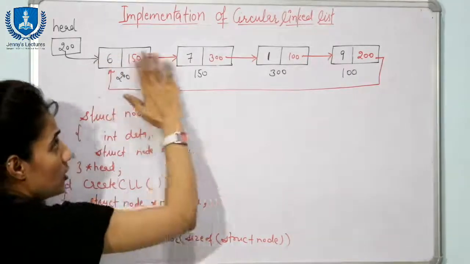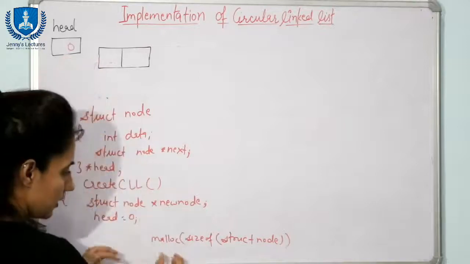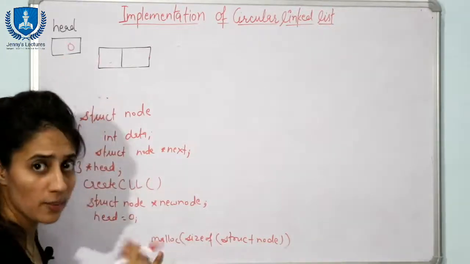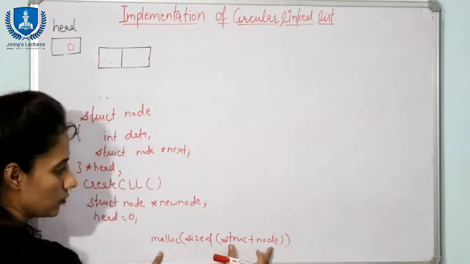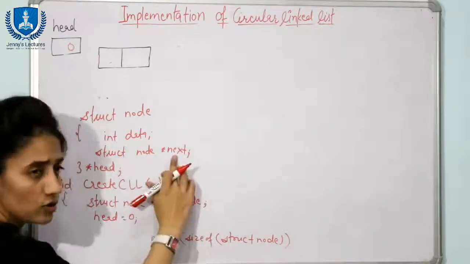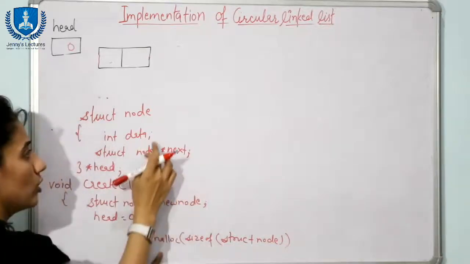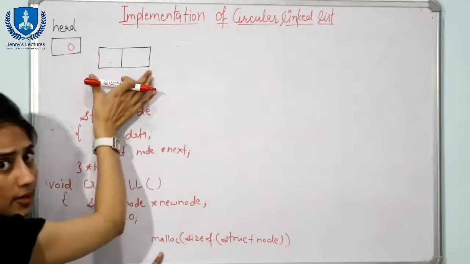See, suppose initially we don't have anything in the list, like this, head is containing 0, and if you write this malloc, it means memory has been allocated. How much memory for this struct node? 4 bytes for this and 4 bytes for this. 4 bytes for this pointer in a 32-bit compiler and 8 bytes in a 64-bit compiler. So now 8 bytes have been allocated.